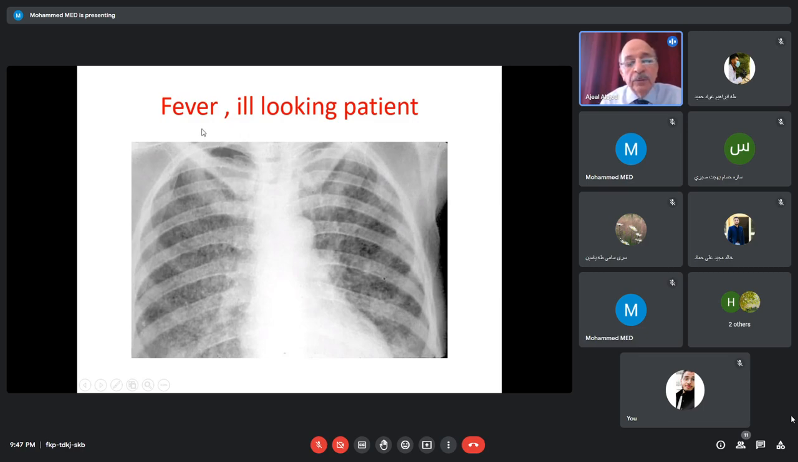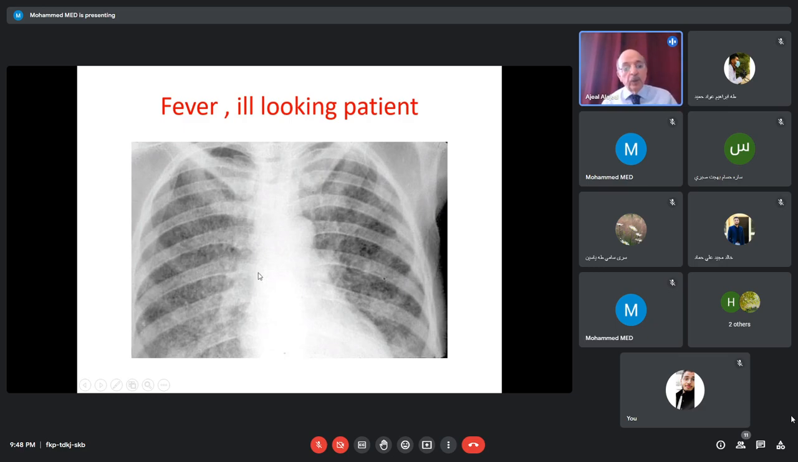This patient came with fever, and he was a very ill-looking patient. You can see that there are infiltrative lesions on both sides, but these infiltrative lesions are quite different from the infiltrative lesions I have shown you earlier. These are miliary. The nodules here are very fine nodules on both lung fields, compared to that one, gross nodules. So this is miliary tuberculosis.